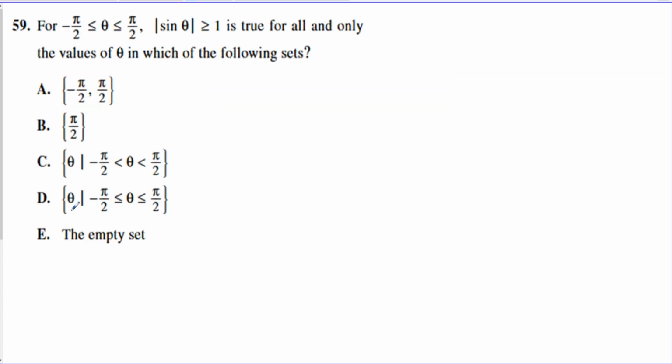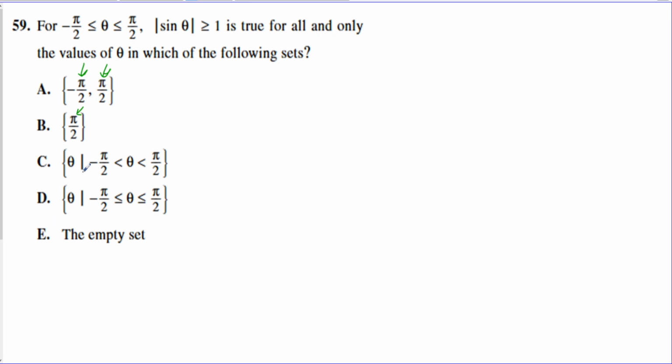Okay, 59. It says for negative pi over 2 to pi over 2, the absolute value of sine theta is greater than or equal to 1 is true for which of the following sets. So just to talk about notation real quick, when I write it like this, all I'm saying is literally just one value, two values, and that's it. Letter B is just saying just pi over 2. That's the only one value that works.